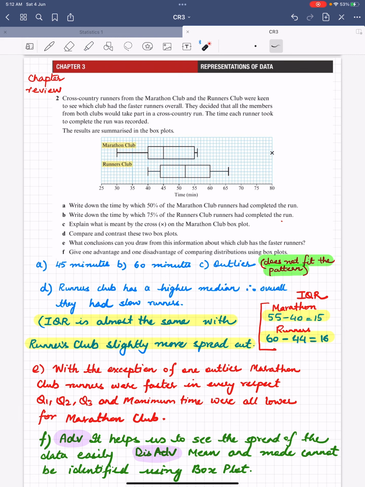So we have two box plots. One is for the Marathon Club and the other is for the Runners Club. And it shows the time in minutes taken by the members of the club.